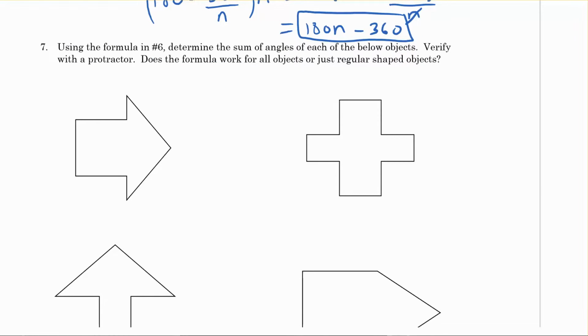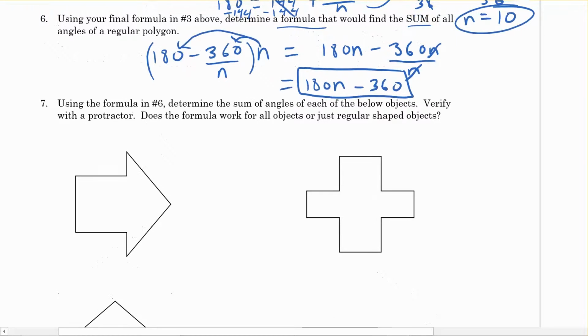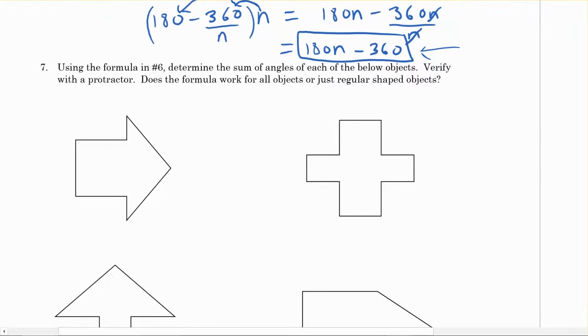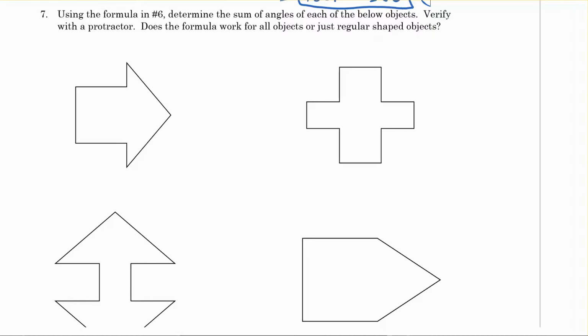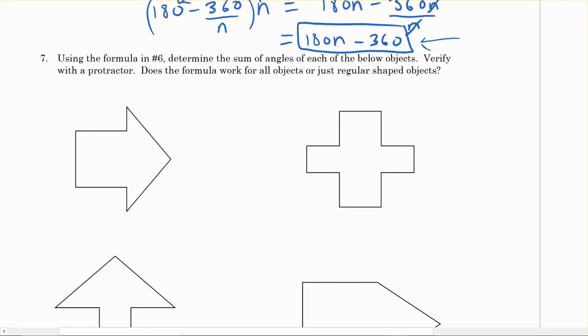All right, so the last one here says using the formula from 6, so this formula, determine the sum of angles of each of the below objects. Verify with a protractor. Does the formula work for all objects or just regular shaped objects? Okay, so what I'd like you to do is you guys can actually go ahead and do that. All you really need to do is, we know everything in this formula except for n, right? n's the one that can change. So all you got to do is count the sides.